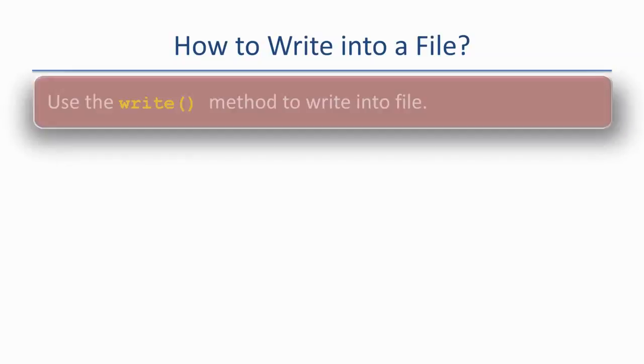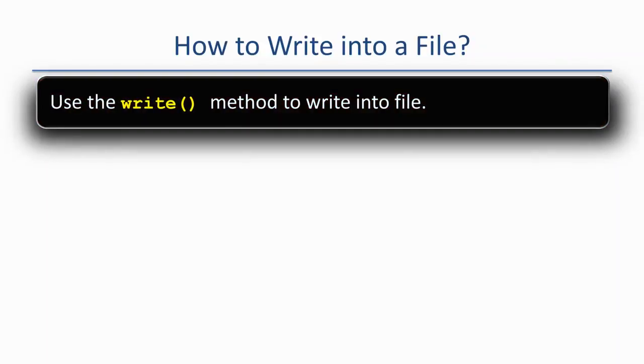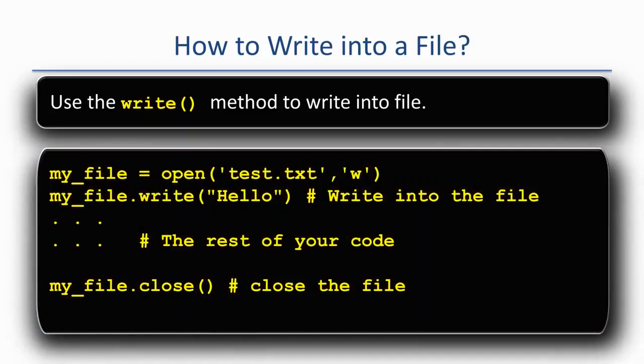So how do you write into a file? To write to a file, you use the write method. Here is an example. In the first line, I'm opening a file. The name of the file is test.txt, and I'm preparing it for write. In the second line, I am using the write method to write a string, hello, to the file. And of course, in the rest of the program, I do whatever I like to do. And again, I have to remember to close the file at the end of my program.